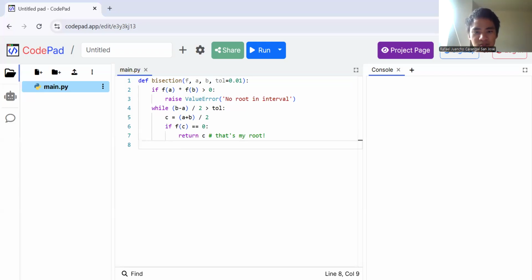Elif, so here else if, in Python it's elif. Else if my f of a times f of c, or my center, is less than 0, what happens? So this is when my f of a, my first point, when I multiply it here, has differing signs because it's less than 0. If it has differing signs, then I assign b to c. So that's my new b. So now I'm going to go and check the interval.